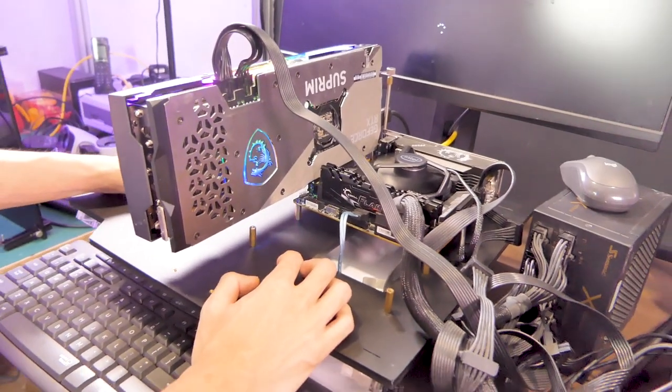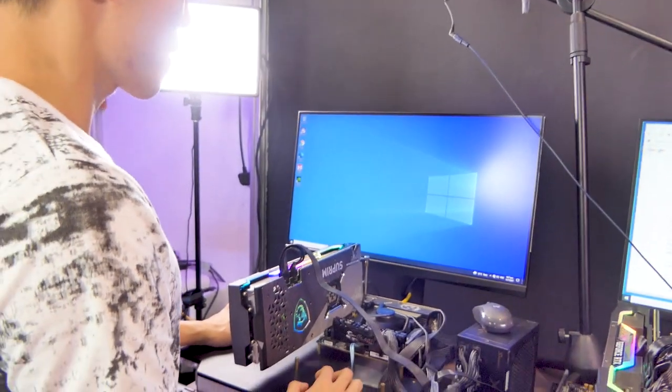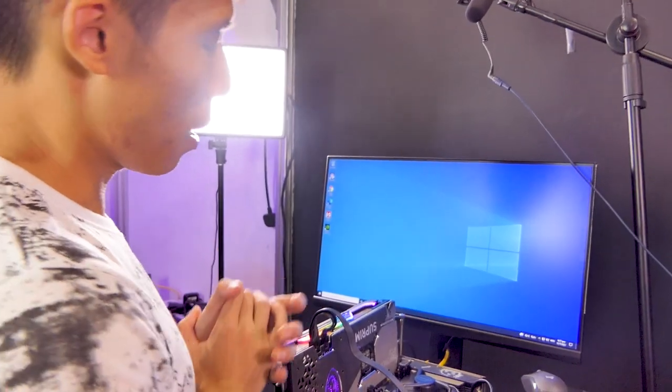Actually, I think you know what? I think we'll keep it at 4000 C. I'm beginning to think it's probably the RAM that's limiting here. It's fine. We have reached our goal of 4000 CL18.